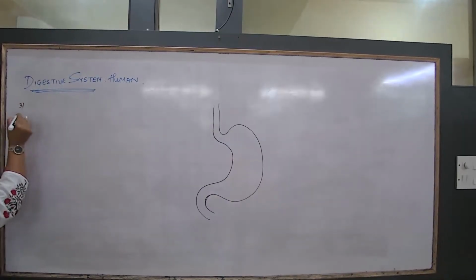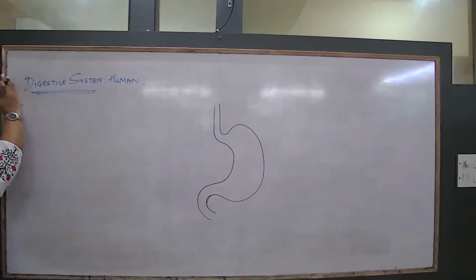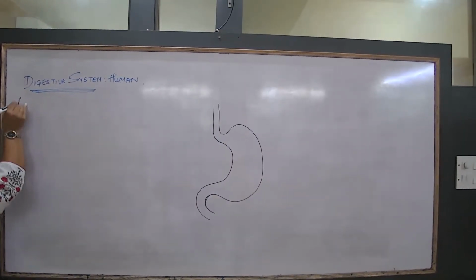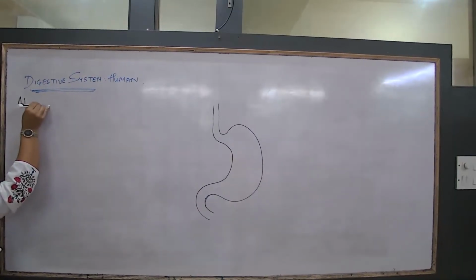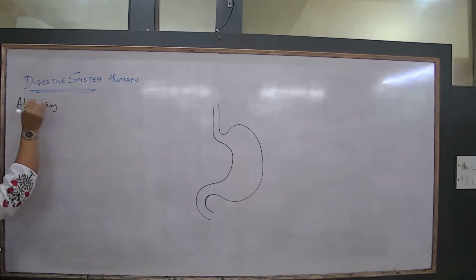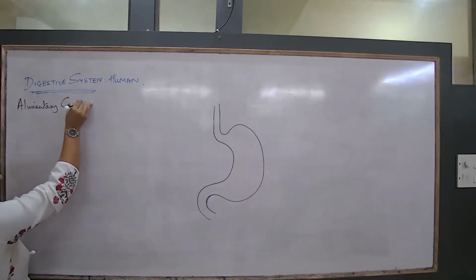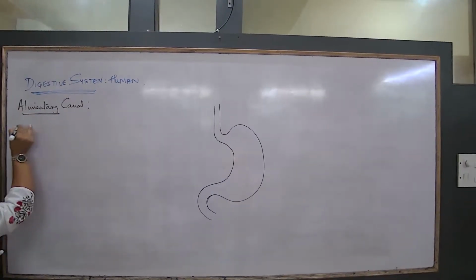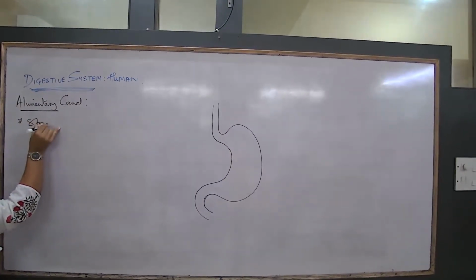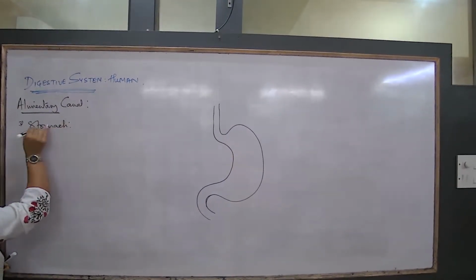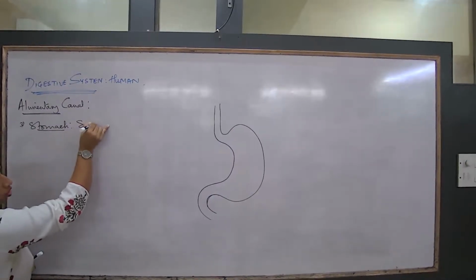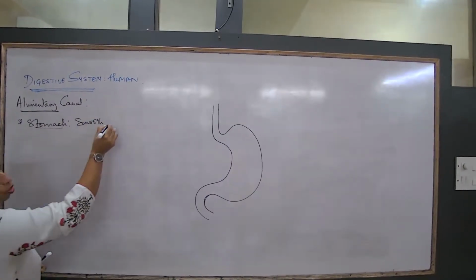So now the third part of the alimentary canal. I'm still talking about the alimentary canal. We had been talking about the mouth and the esophagus. So now the third part of the alimentary canal that I'm talking about would be the stomach. What is the nature of the stomach? What is the stomach made up of? The stomach is also made up of smooth muscles.